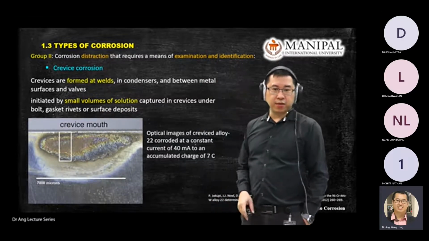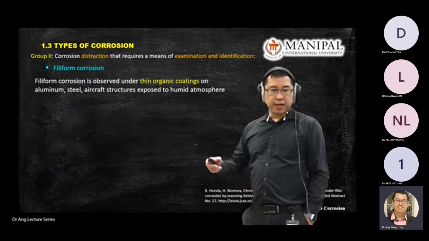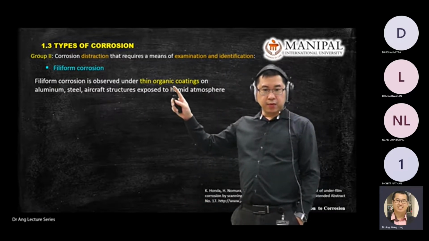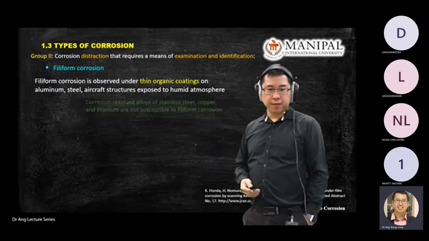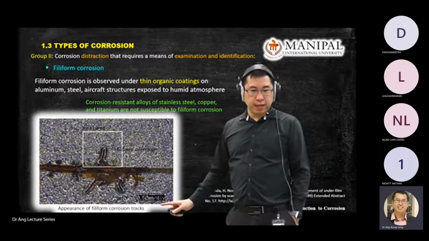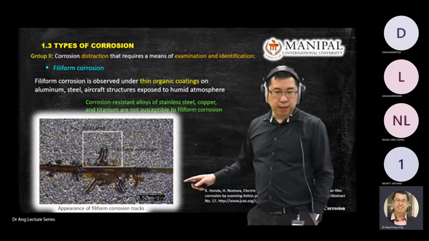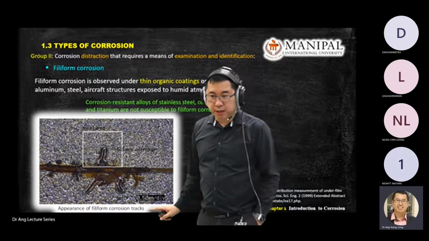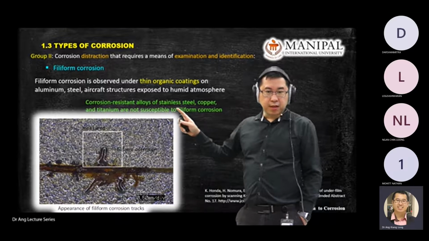The keyword is welding. You link crevice to welding, and then you think about how welding happens. Another one, filiform. The keyword is organic coating, especially in a humid atmosphere. Let me show you the picture. As you can see here, this is a photo. It doesn't say what material, but you can see the scale of the photo is 0.5 mm, which is 500 micron. This is the standard.